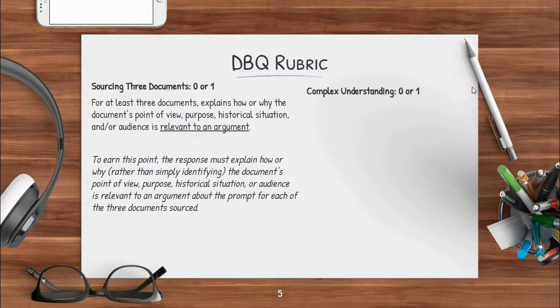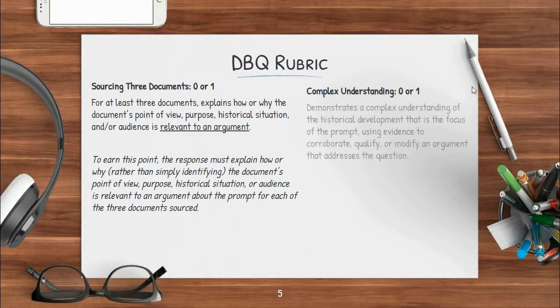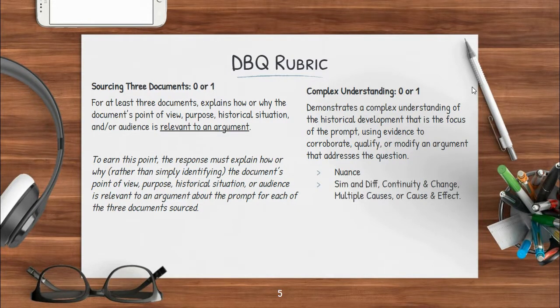Lastly, we have what many teachers call the unicorn point, complex understanding, which is to demonstrate a complex understanding of the historical development that is the focus of the prompt, using evidence to corroborate, qualify, or modify an argument that addresses the question. There are several ways to pick up this point, including showing nuance in your writing and argument. Next would depend on the type of prompt, but students could show both similarities and differences, continuities and changes, multiple causes, or causes and effects.